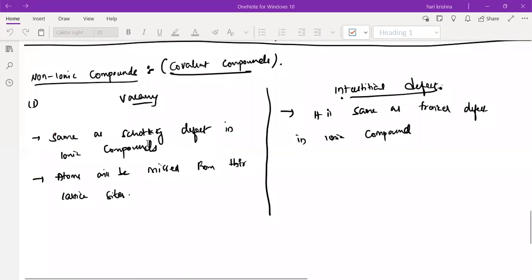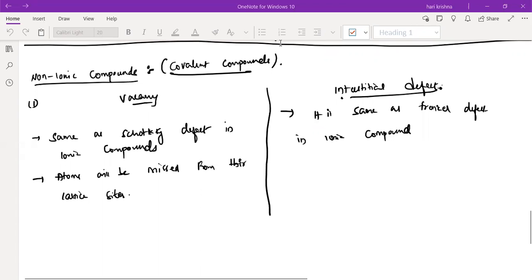Vacancy defect is similar to the Schottky defect. That means the atom will be missing from the lattice point, so the density of the solid will decrease. Okay, so it is shown only in the covalent compounds. Interstitial defect is what? It is the same as the Frenkel defect in the ionic compounds. The atoms will go and occupy the interstitial site in the given lattice.